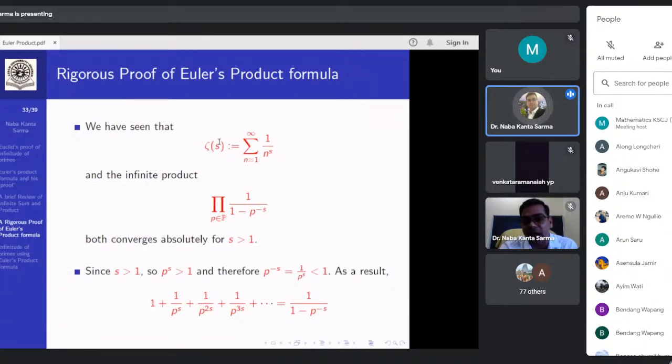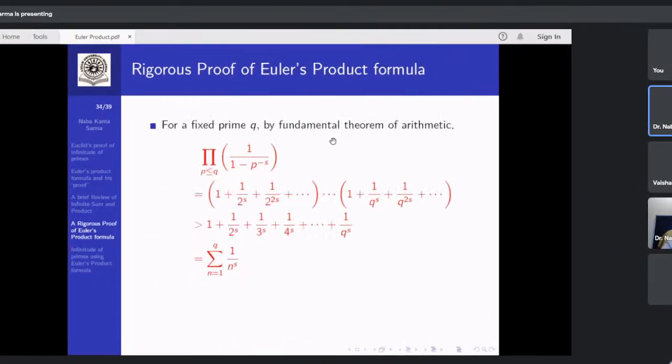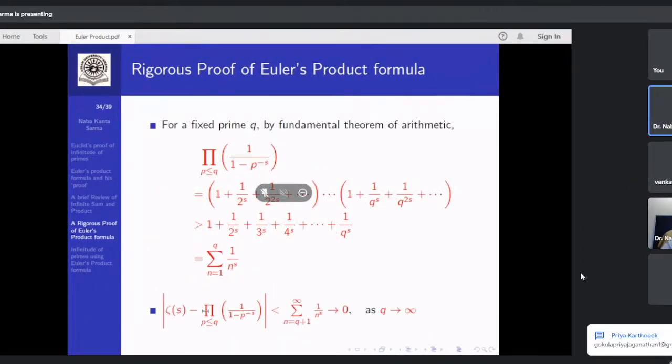So zeta s is the sum of all the terms. But here, I have the sum up to q terms. So if I subtract this, what will I get? I will get the terms from the q plus 1st term to infinity. And because of this modulus, and this is greater than, if I subtract, it will be less than this.